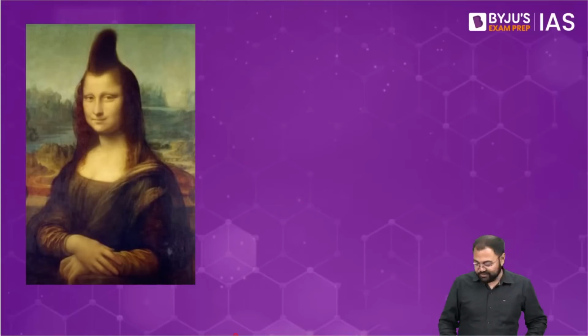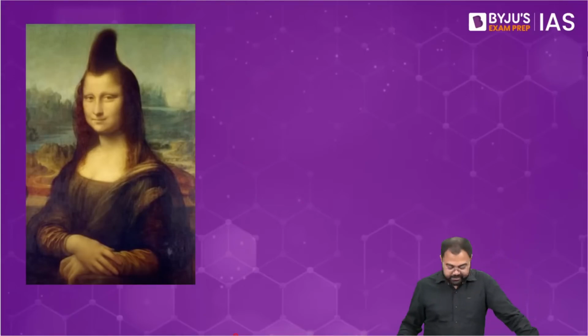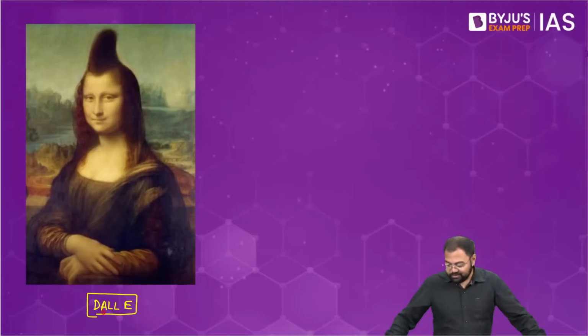All right, so this is an example of generative AI based on a kind of AI called DALL-E. Now, I'm sure you recognize whose painting this is. Yes, this is the Mona Lisa painting. But is it a little different? Yeah, it has a mohawk, correct?